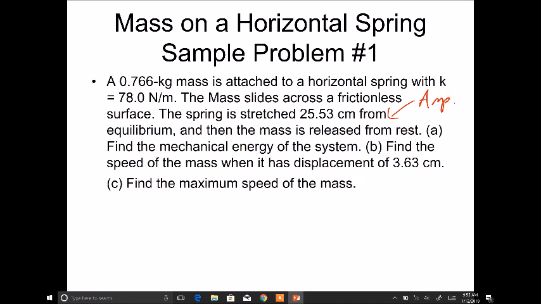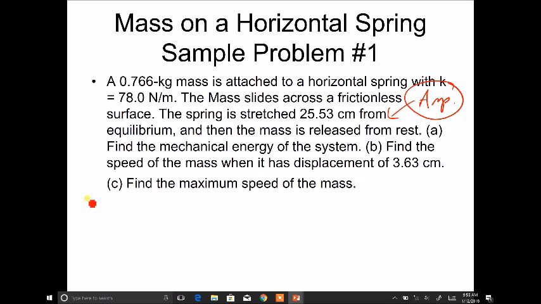And then it's released. First of all, we want to find the total mechanical energy of the system. We want to find the speed of the mass when it has a displacement of 3.63 centimeters. And we want to find the maximum speed of the mass. So first of all, let's find the total mechanical energy of the system. Remember, mechanical energy is the sum of the kinetic and the potential energy. At the maximum amplitude, all of that mechanical energy is going to be in the form of elastic potential energy.